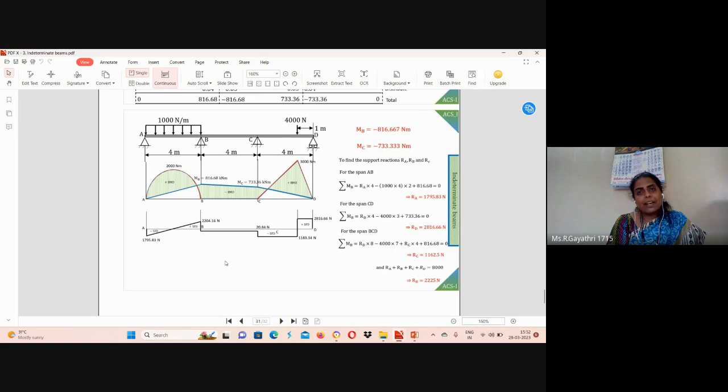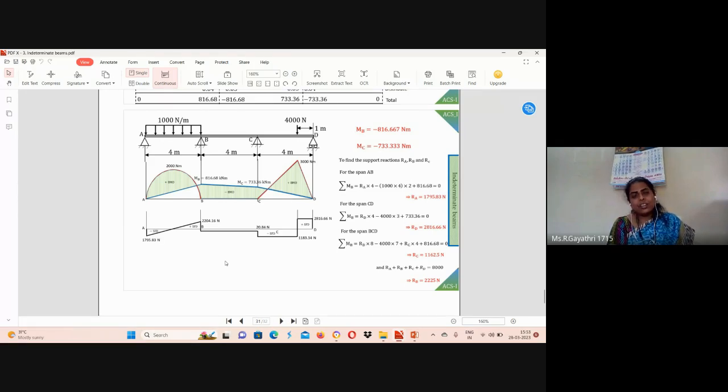C. Sigma MC is equal to 0. RD into 4 minus 4000 into 3. Then moment at support C. Here we can say negative moment that can be considered as positive value. Next, over span AB. Over span AB. Here we can consider moment about B will be 0.